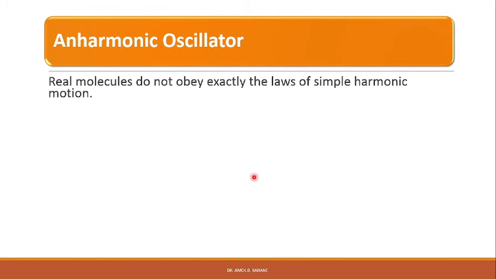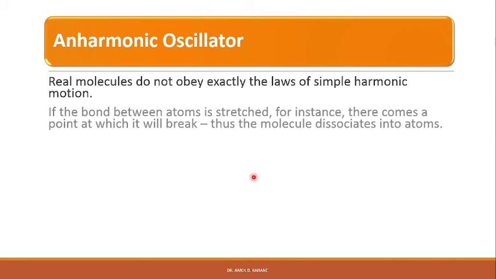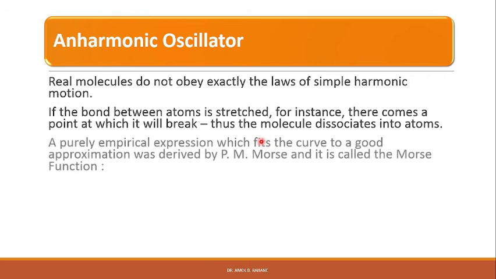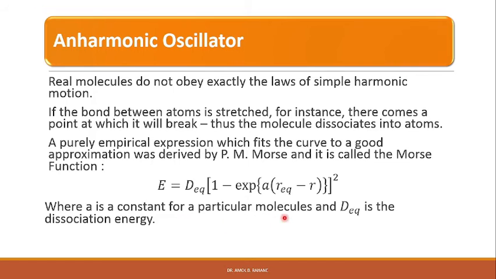So real molecules do not obey exactly the laws of simple harmonic motion. If the bond between the atoms is stressed, for instance, there comes a point at which it will break, and thus the molecule dissociates into atoms. A purely empirical expression which fits the curve to a good approximation was derived by P. M. Morse, and it is called the Morse function. The Morse function is given by E equals D equilibrium into 1 minus exponential of A into R equilibrium minus R, the whole bracket raised to 2, where A is a constant for a particular molecule and D equilibrium is the dissociation energy.